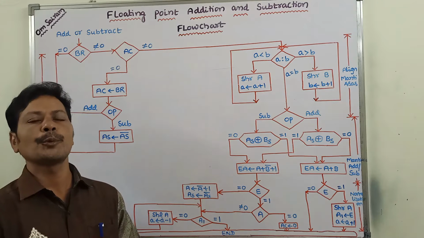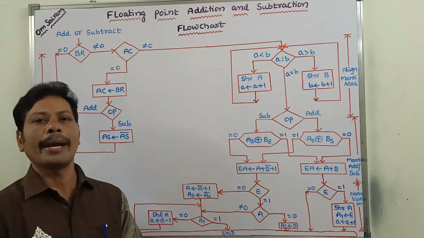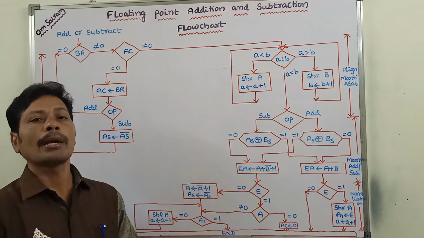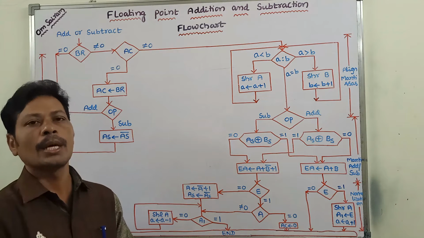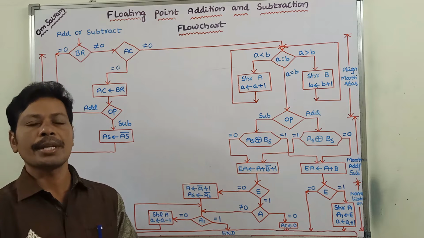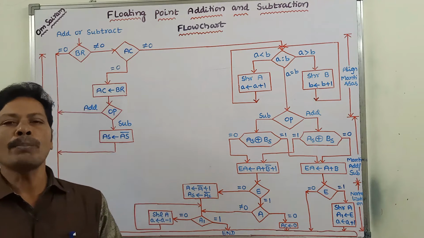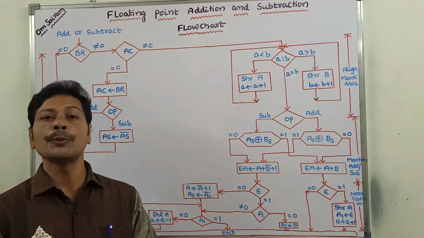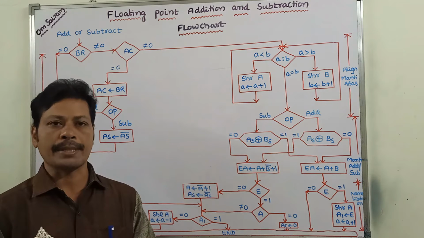Today we have to discuss the flowchart for floating point addition or subtraction in the computer organization and architecture course. To perform the addition or subtraction between two floating point numbers, we require 4 steps.